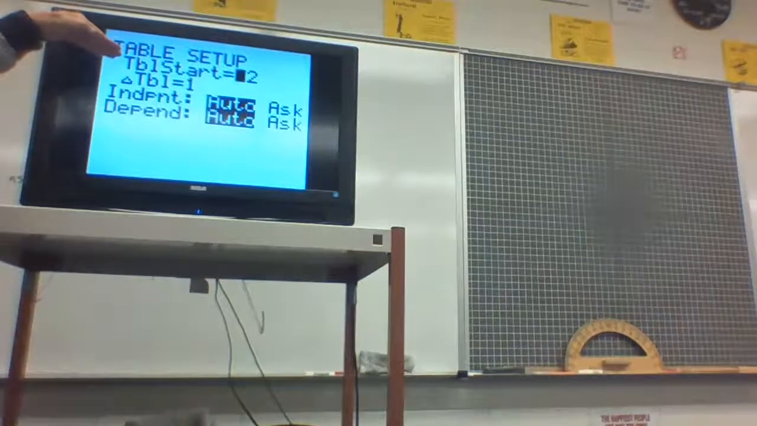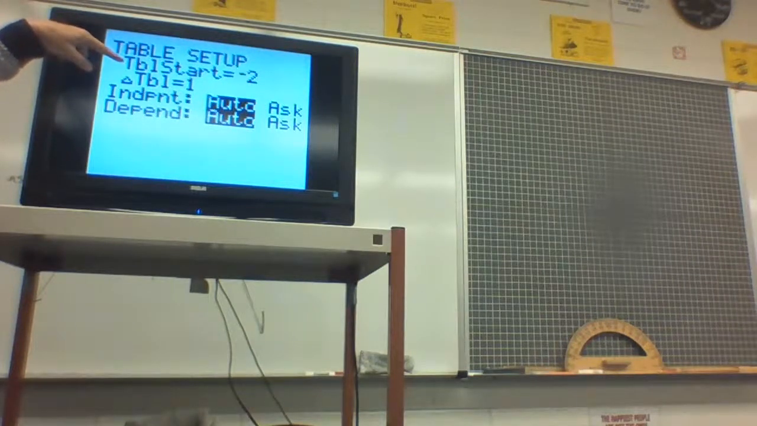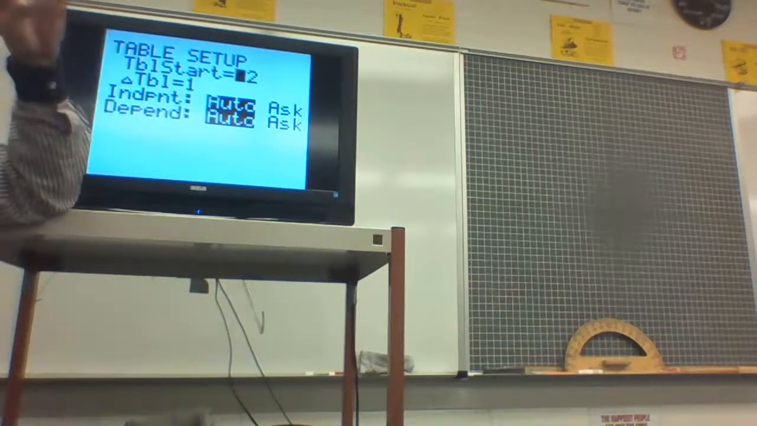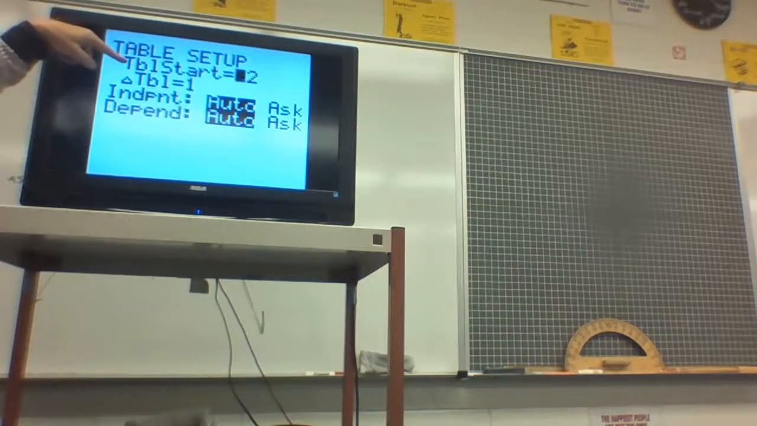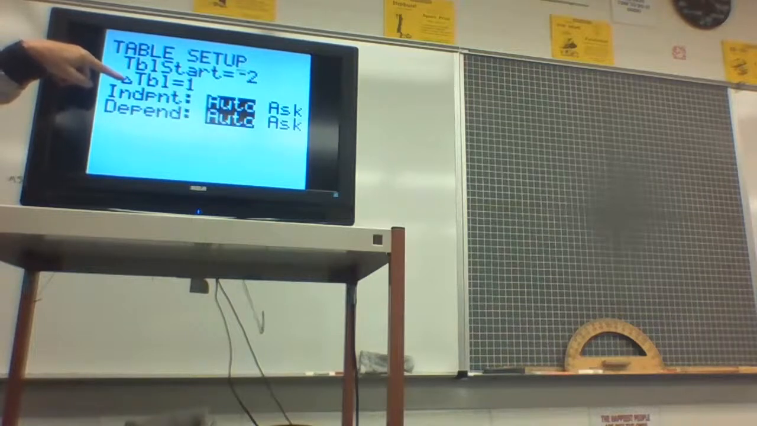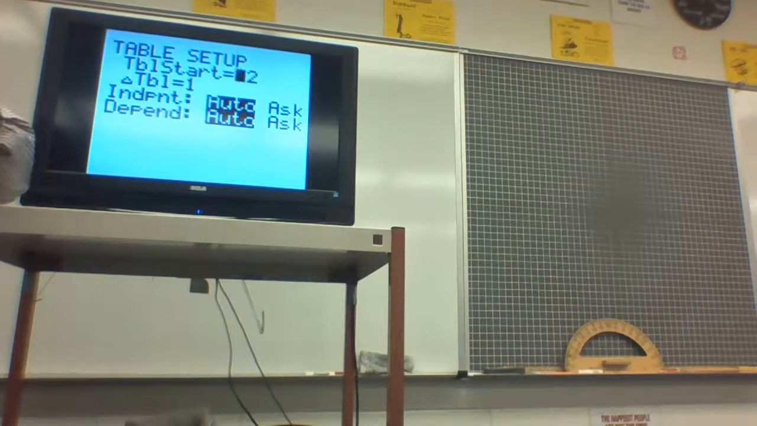The first question it's asking you here is, what x would you like to start this at? It's saying table start because it's not always x. This thing's capable of graphing in 4 different ways, and it's not always x. So they don't say x start. They say, where would you like to start the table? What independent variable would you like to start on? That means x to us. This right here says, how would you like to increment those x's?